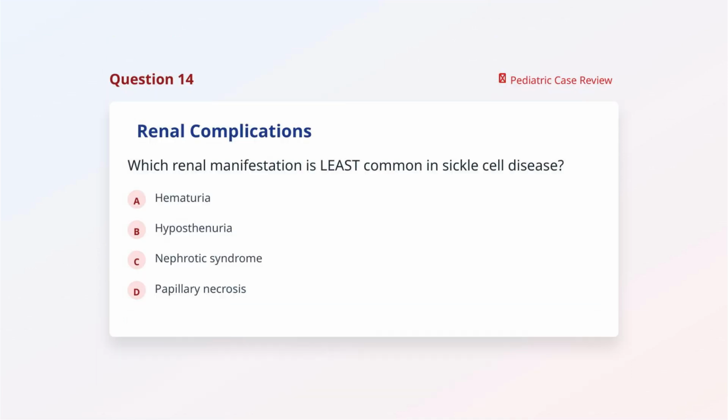Which renal manifestation is least common in sickle cell disease? Option A, hematuria. Option B, hyposthenuria. Option C, nephrotic syndrome. Option D, papillary necrosis. Consider the spectrum of renal complications in sickle cell disease and their relative frequencies, focusing on which manifestation is least frequently observed in this population.